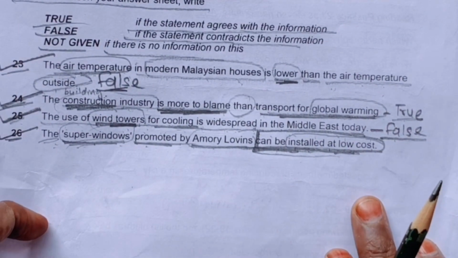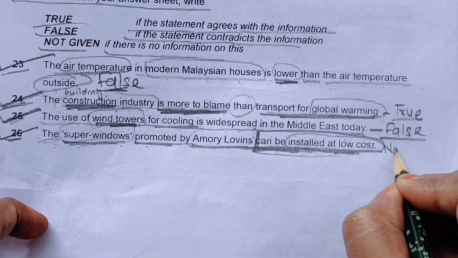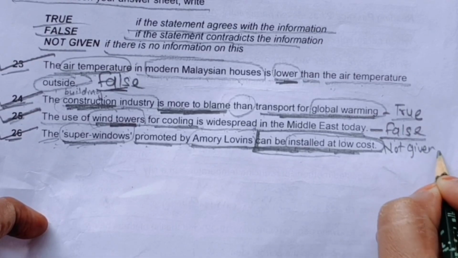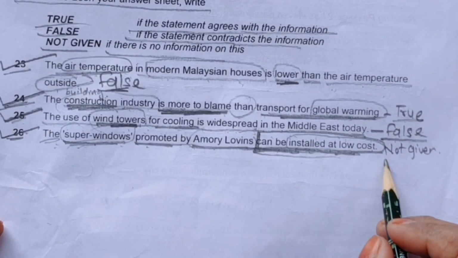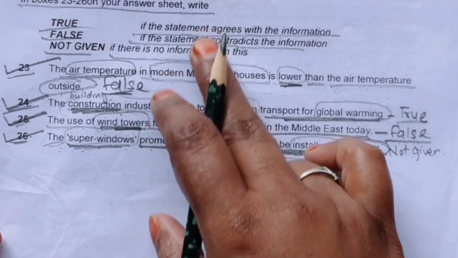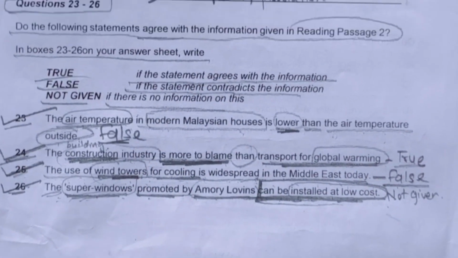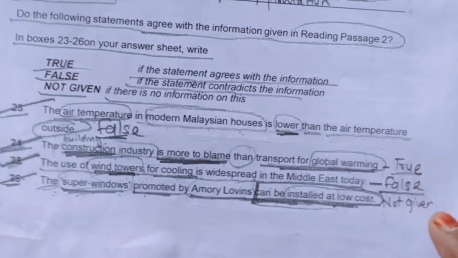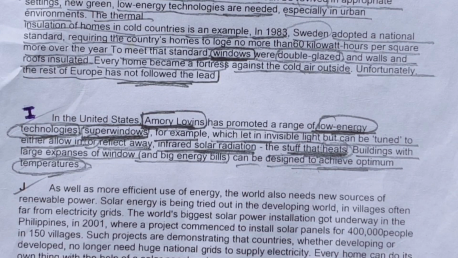Okay, so we are not getting anything. So we will write not given in front of 26 in our answer sheet. I hope you have understood this. With this, we have completed our true false not given. Okay, this question type we have completed. So let's read the remaining paragraph and let's find our remaining answers.